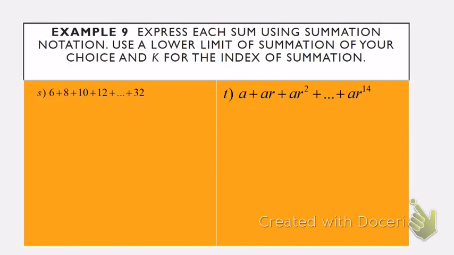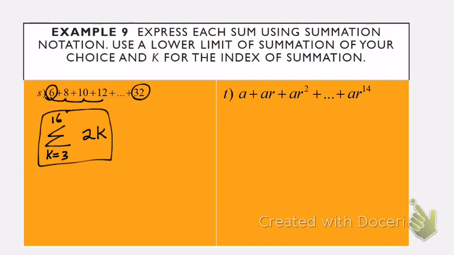In this last example, the directions change a little bit. We are still going to write our answer using summation notation, but this time it says to use K as the index, and your lower limit could be anything you want. So if you look at this, all of these values are increasing by 2. So if I multiply 2 times K, what would K have to be to give me 6? It'd have to be 3. What would K have to be to give me 32? It'd have to be 16. There's my rule.